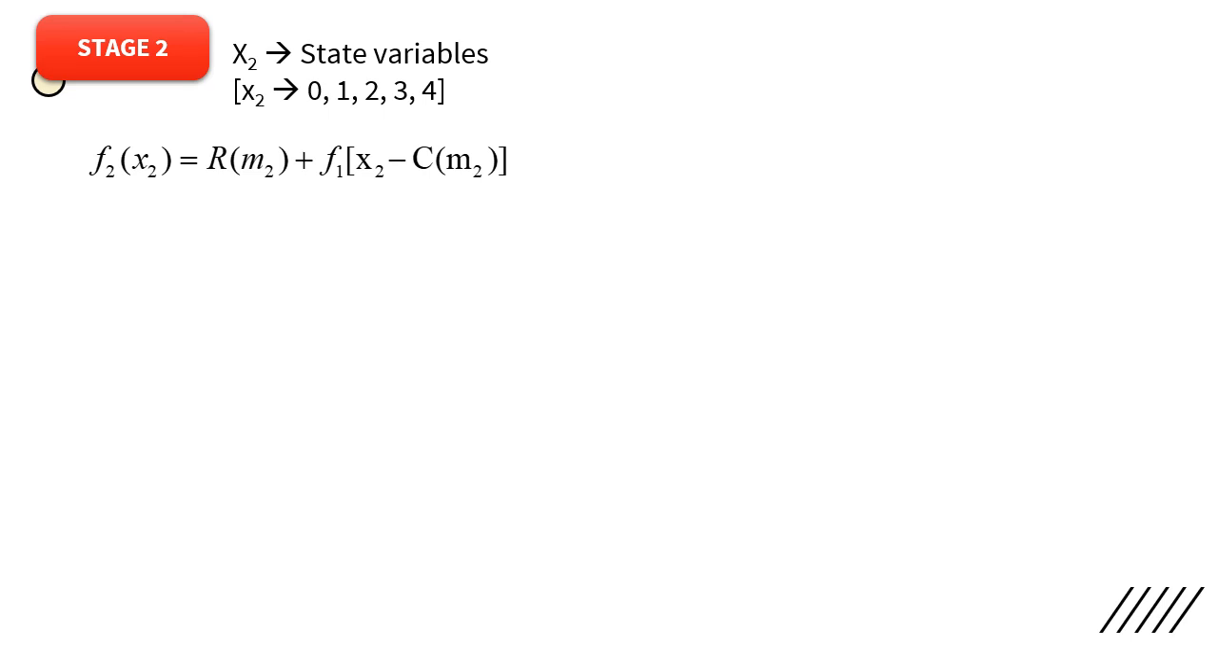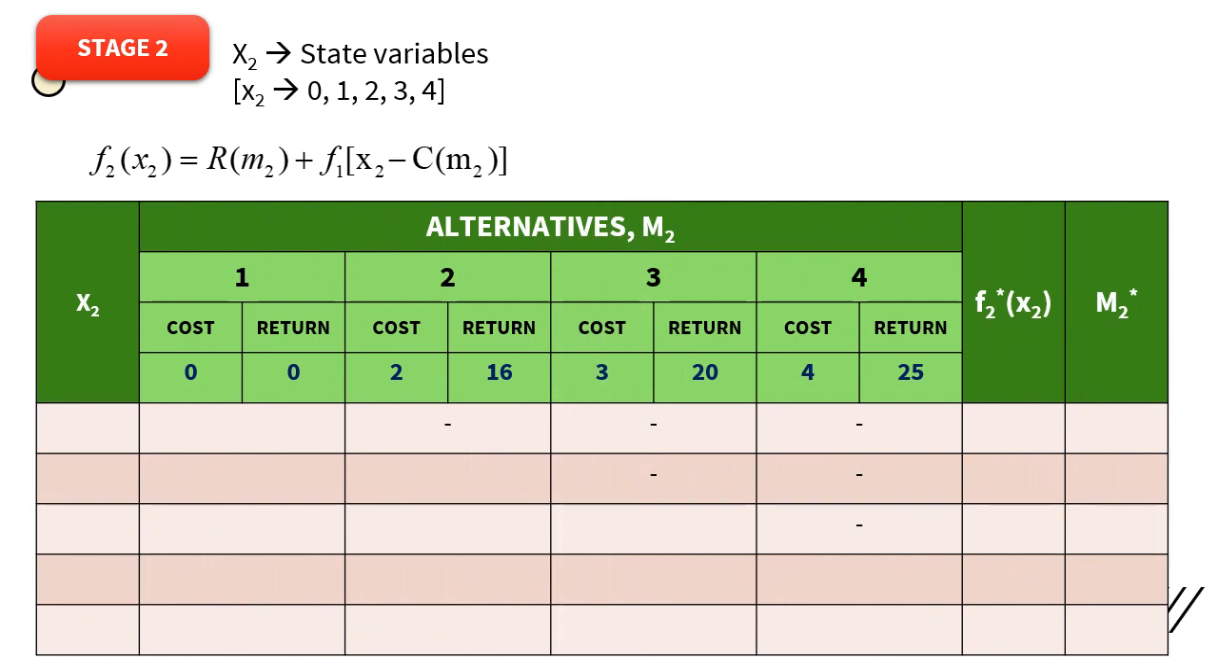I will go for stage 2. In stage 2, again the state variable is 0, 1, 2, 3, and 4. And my f of x2 is the previous value plus the remaining, so whatever cumulative value we are getting for this has to be included. So this is the table. Here m2 indicates plant 2, so whatever data is here is plant 2 data, which is already given in the question. So that has to be taken care of.